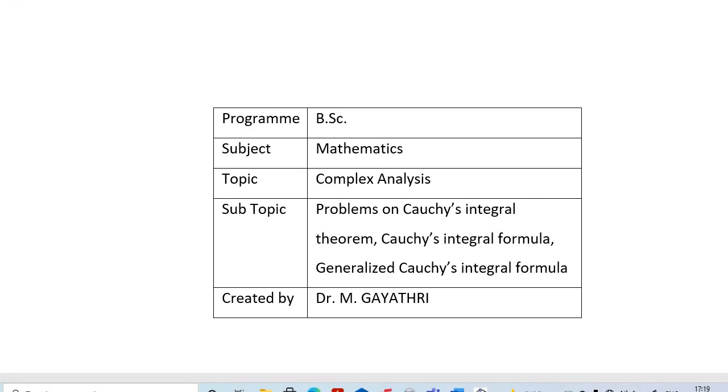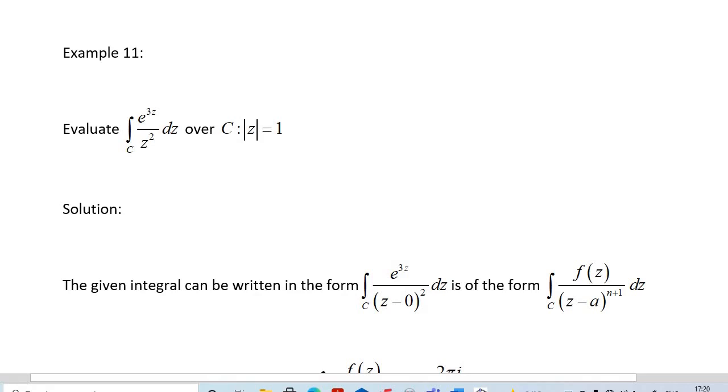Today I am going to explain how to solve problems on Cauchy's integral theorem, Cauchy's integral formula, and generalized Cauchy's integral formula. So, question: evaluate the integration over C of e power 3z by z square dz over |z| = 1. This is our given contour. This is the integral we want to find out.